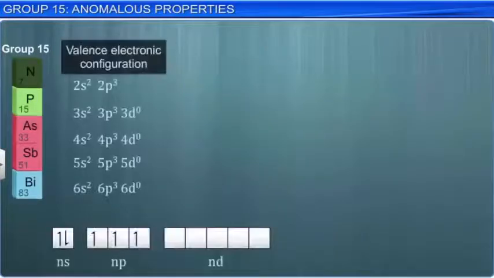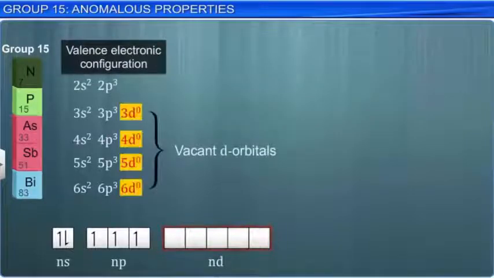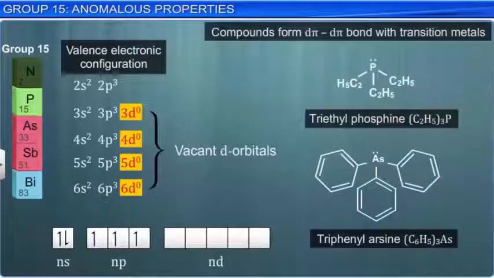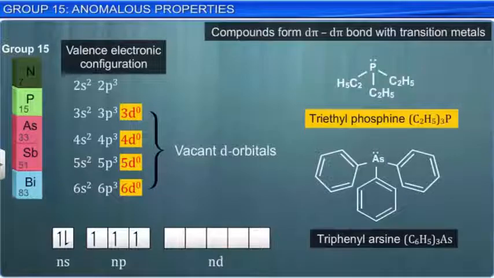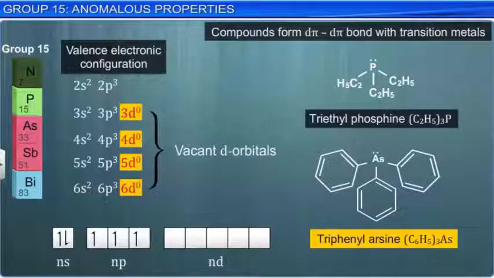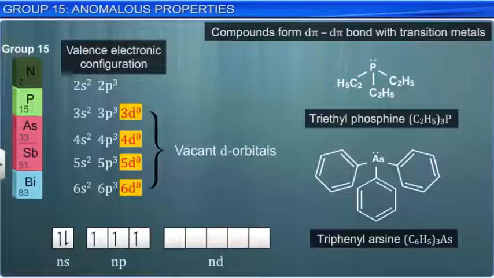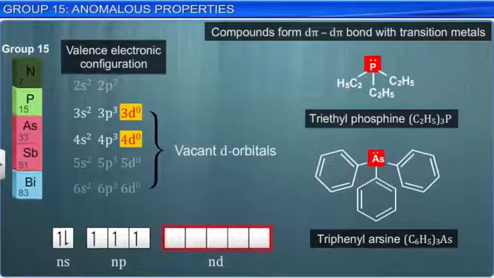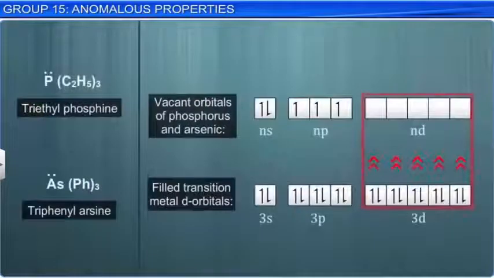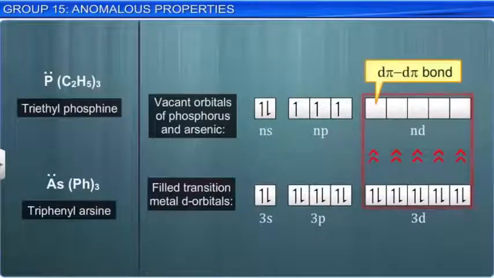Due to the availability of vacant d orbitals in the remaining elements of group 15, compounds of these elements, such as triethyl phosphane and triphenylarsine, form d-pi bonds with transition elements. Vacant d orbitals present in the phosphorus and arsenic of triethyl phosphane and triphenylarsine accept electron density from filled transition metal d orbitals and form d-pi bonds as shown here.